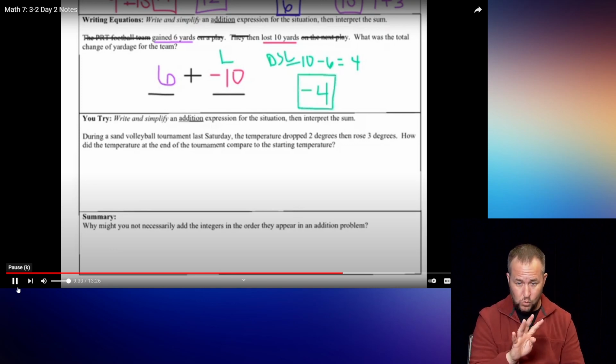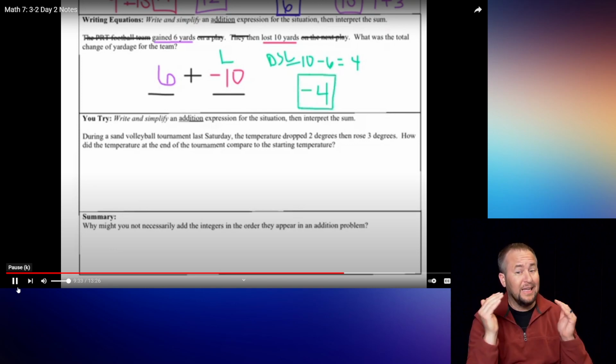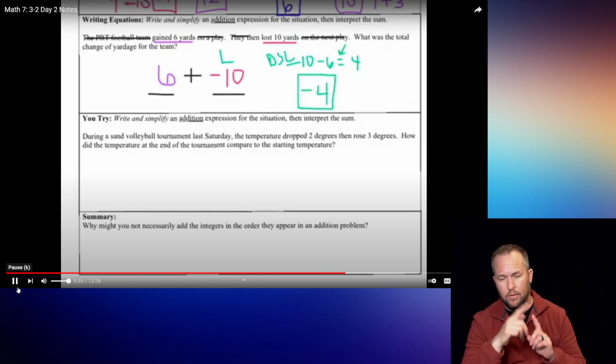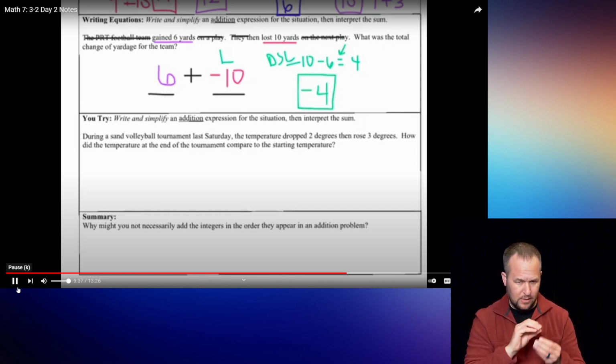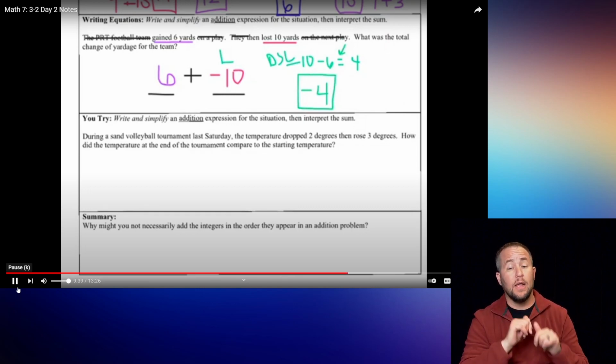And notice I didn't put an equal sign on that final answer. Yes, I did here, but that's just me explaining how to get the number 4. So our final answer is -4.